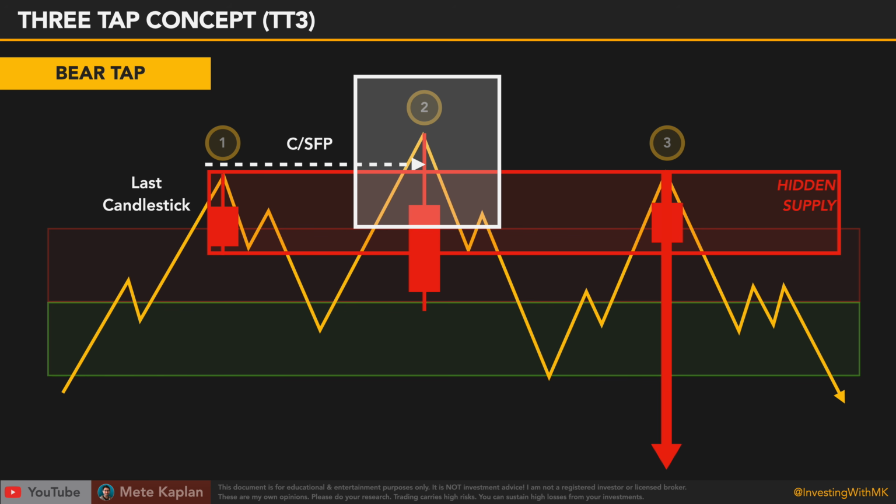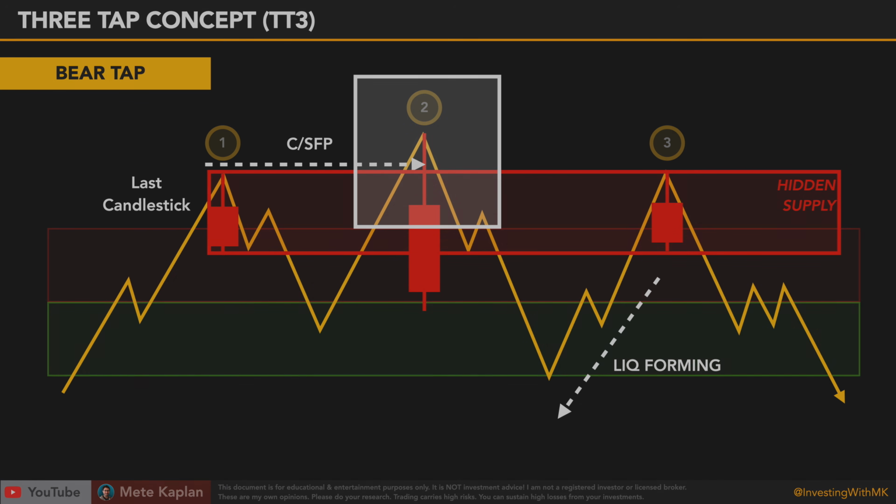Some people may call this strategy Quasimodo or QML. However, the difference is we do not search for a market structure break with taps. This strategy is mostly focused on range high and range low with deviations.